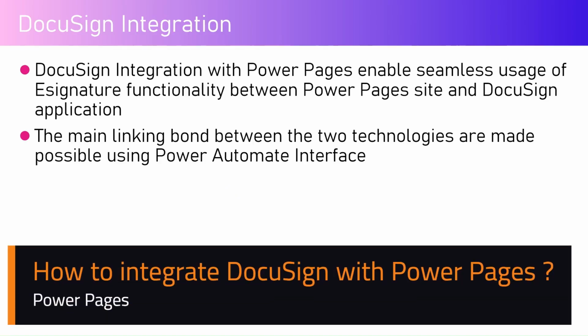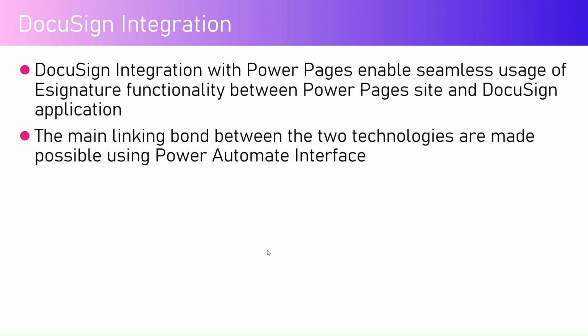In this video, I'm going to talk about DocuSign integration with Power Pages. DocuSign is a third-party application which allows you to do an e-signature on a document. I have covered a basic video on how to use DocuSign, so you can watch it on the YouTube link. DocuSign integration with Power Pages enables seamless usage of e-signature functionality between a Power Pages site and the DocuSign application.